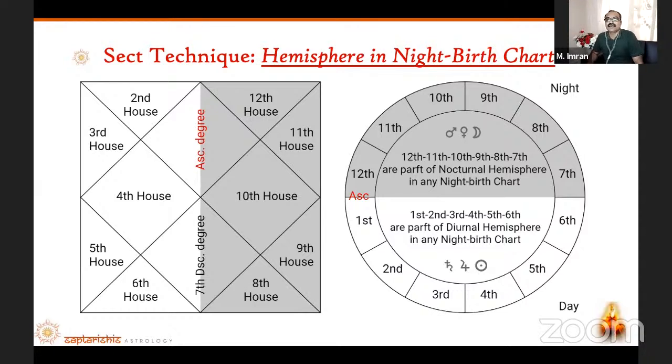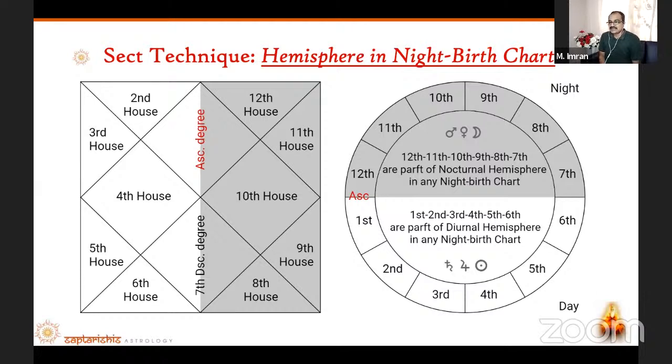This is about the night time chart. If you are born any time in the night, suppose after sunset, like 8 p.m. or 9 p.m. or 11 p.m. or midnight or 3 a.m., late night or early morning, then you have a night birth chart. This is also called a nocturnal chart in traditional astrology, right?